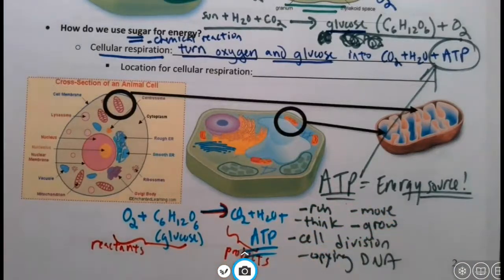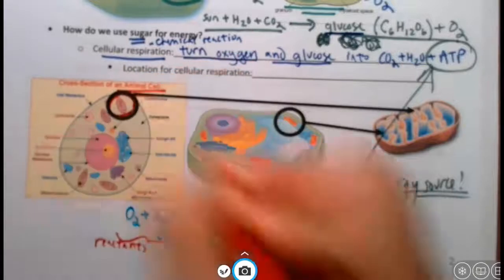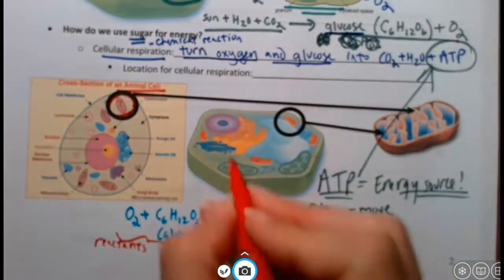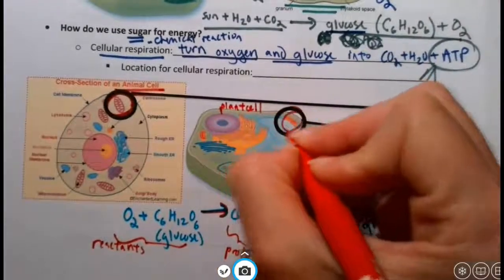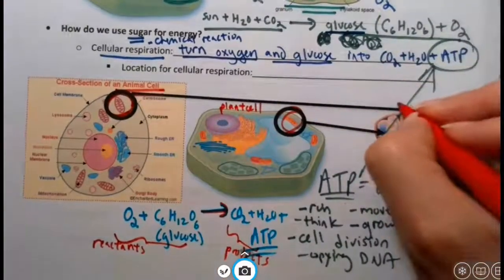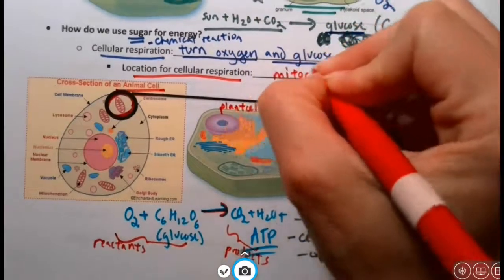A common confusion for students is they think that plants do photosynthesis and animals do respiration. That is not true. Plants do photosynthesis, animals do respiration, plants also do respiration. So you can see, here's my animal cell, here's a mitochondria where cellular respiration occurs, here's my plant cell, here's a mitochondria where respiration occurs. So the location for cellular respiration is the mitochondria.